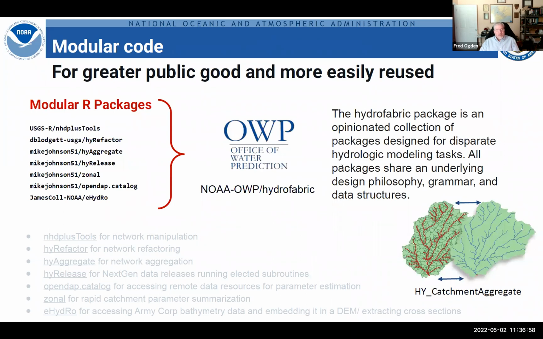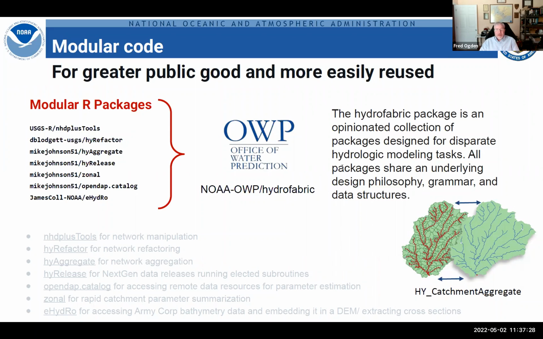The code is modular. Most of these processing tools are being developed in R. A good example is that figure I show at the bottom right there. It's called the high catchment aggregate function. Because the catchment size distribution in the NHD plus is not an optimal computational domain, we developed this tool to allow us to aggregate and make it the size that we want to test.